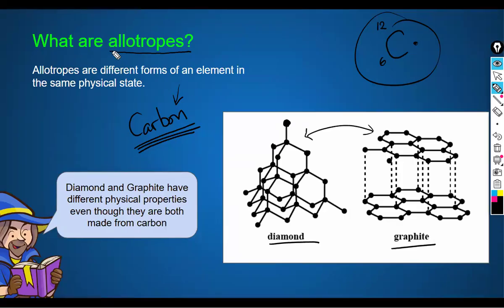You call these allotropes of each other. Each of these is an allotrope. Allotropes are different forms of an element in the same physical state. When I say the same physical state, both of them are solids. Okay? And this is the most common one on the CXC exam. They will ask you to draw this diagram, and then they will ask you to draw this diagram.